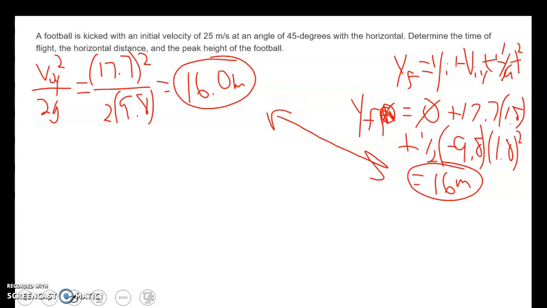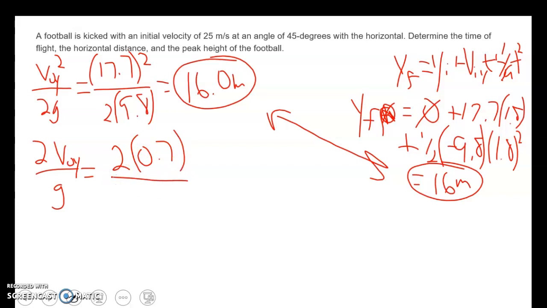So let's look at our time of flight. Time of flight is 2 times initial velocity in the y over g. That equals 2 times 17.7, over 9.8. When I punch those numbers in, believe it or not, 3.6 seconds, which is our total time that we got initially.